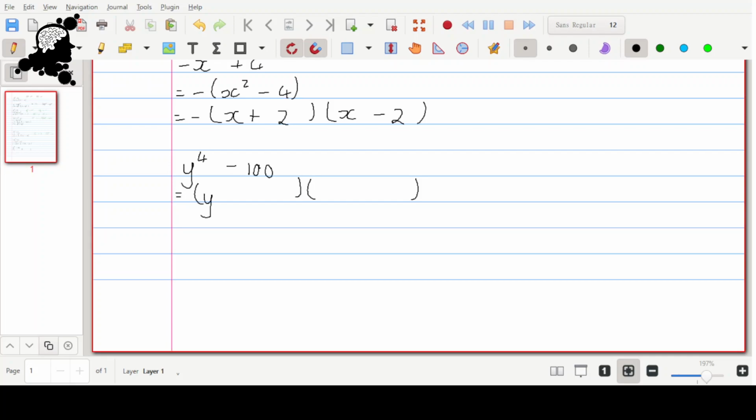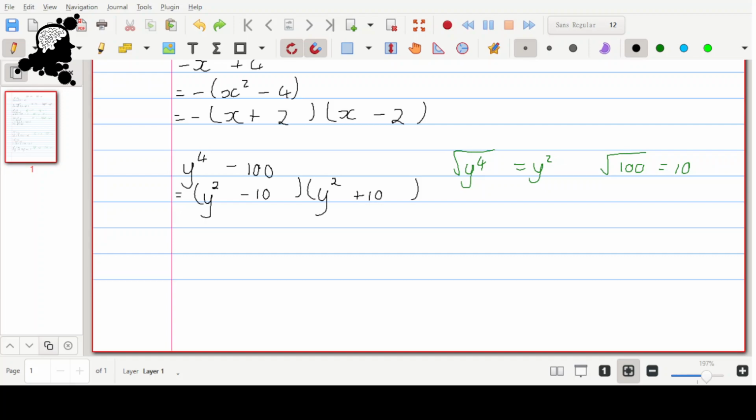So let me put a y here. Let me put a y here. Because the square root of y to the power 4 is y squared, I actually need y squared there and y squared there. So just to write this out, the square root of y to the power 4 is going to give me y to the power 2. The square root of 100 is going to give me 10. So let me put negative 10 here. Let me put positive 10 there. Wonderful. Looking at the first bracket, this is not a difference of two squares, so we can't factorize it any further. We are done with our factorization.